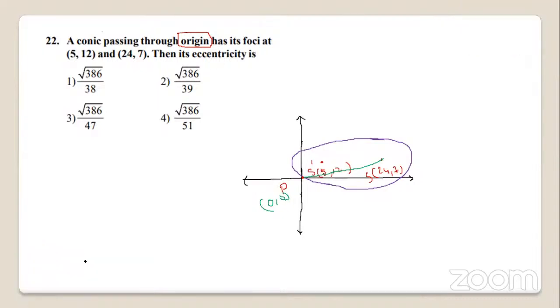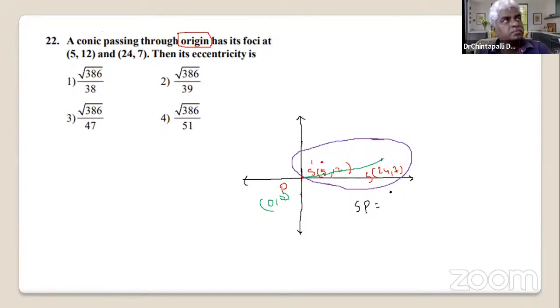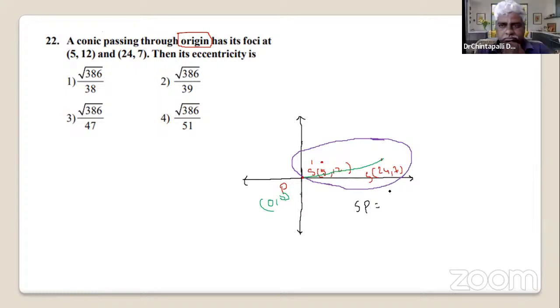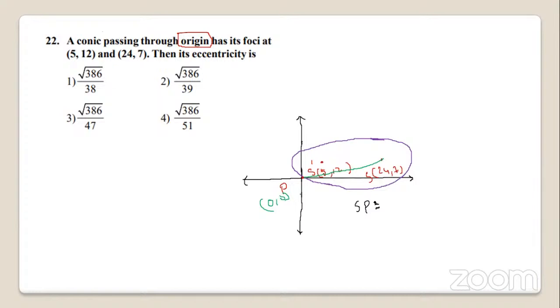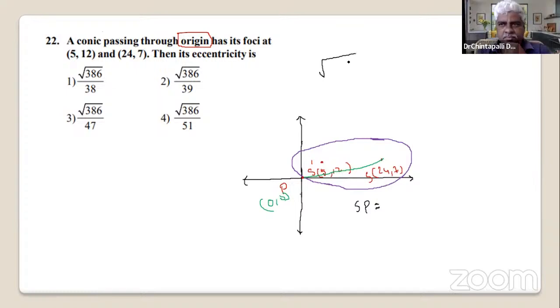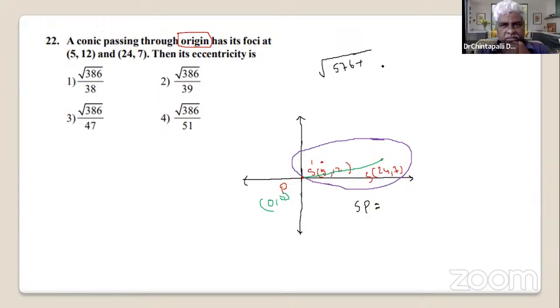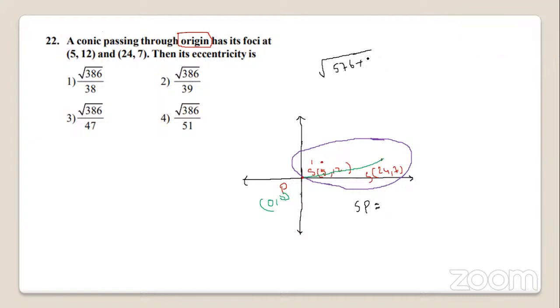Root of 24 squared, 576, plus 7 squared, 49.